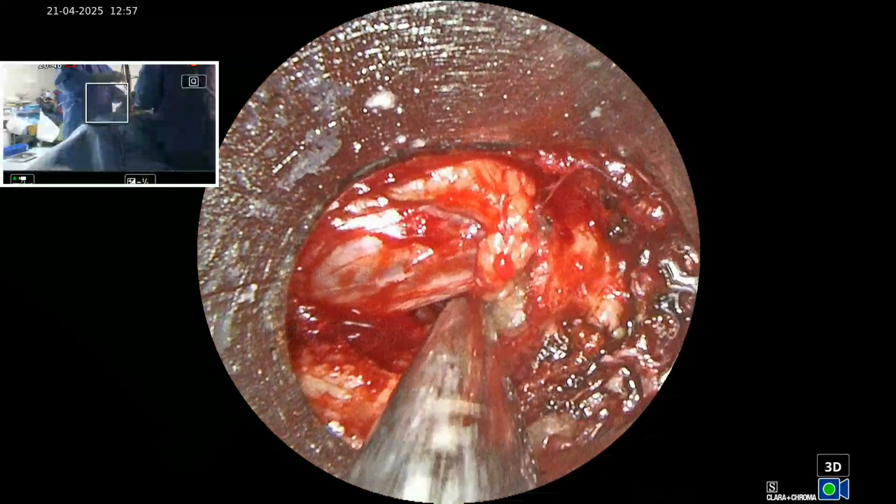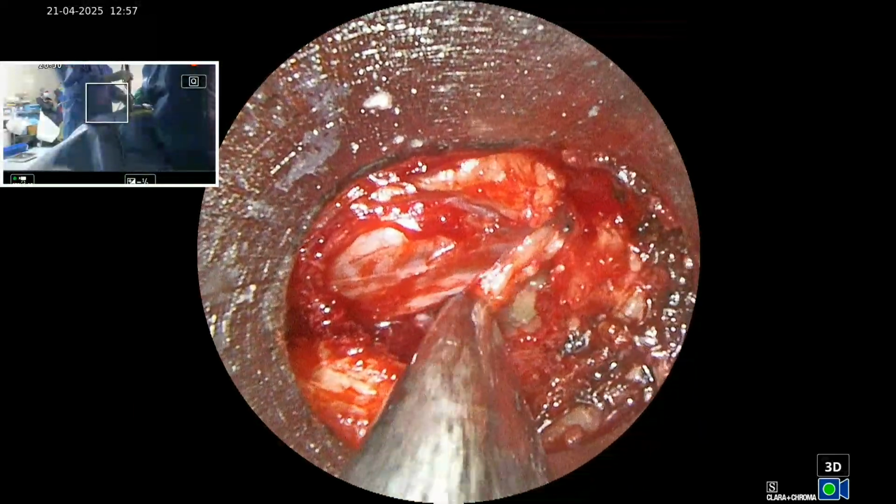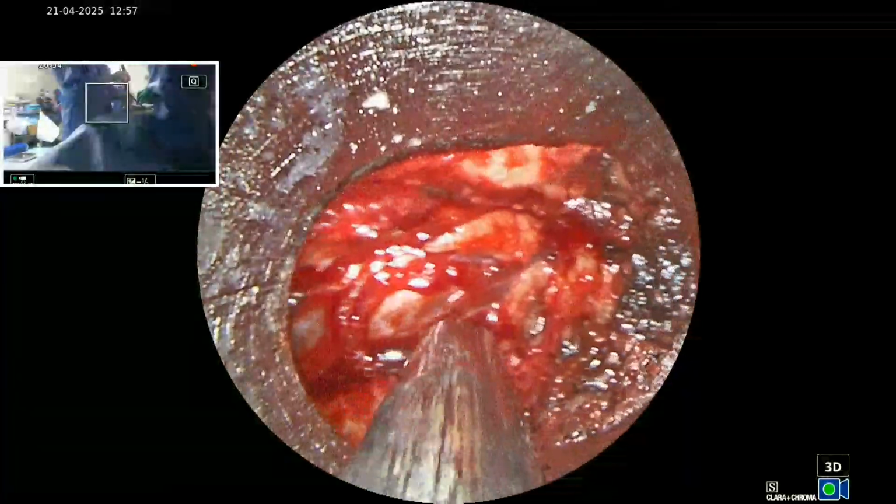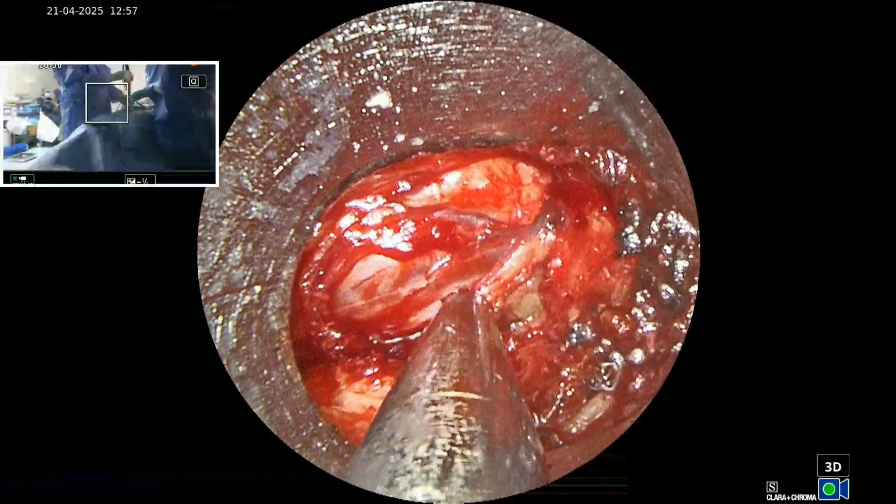These are the patties we have given to control the bleeding and push the nerve root and the cord medially.